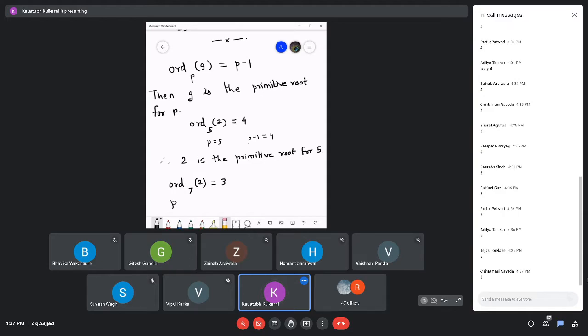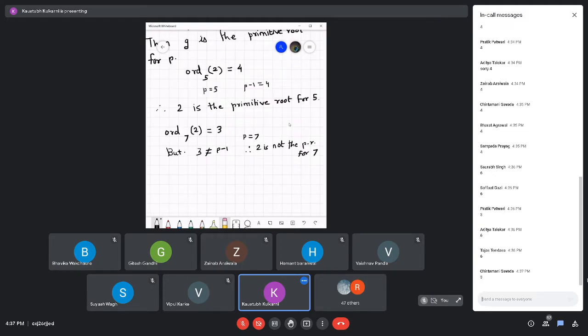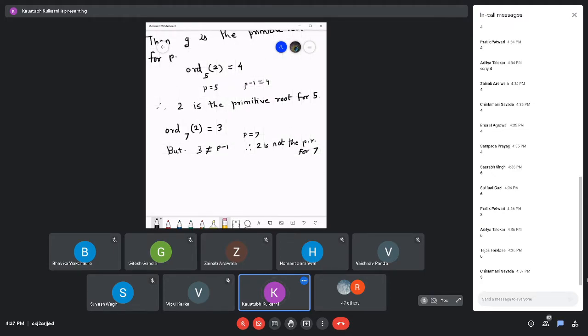But as you can see, 3 is not equal to P minus 1. P is 7 here, and 3 is not equal to P minus 1. Therefore, 2 is not the primitive root for 7. So this is the concept of primitive root.